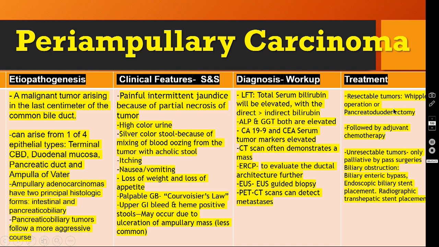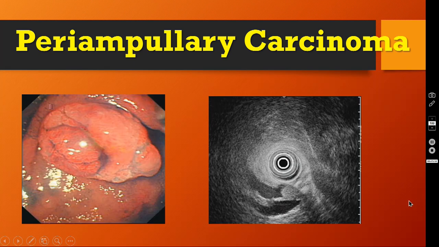Treatment: for a resectable tumor, you have to do Whipple's or pancreaticoduodenectomy. This should be followed by adjuvant chemotherapy. Unresectable tumors, only palliative bypass surgeries. Biliary obstruction, you can do biliary enteric bypass, cholecystojejunostomy. Endoscopic biliary stent also you can put, or radiographic transhepatic stent also you can put.